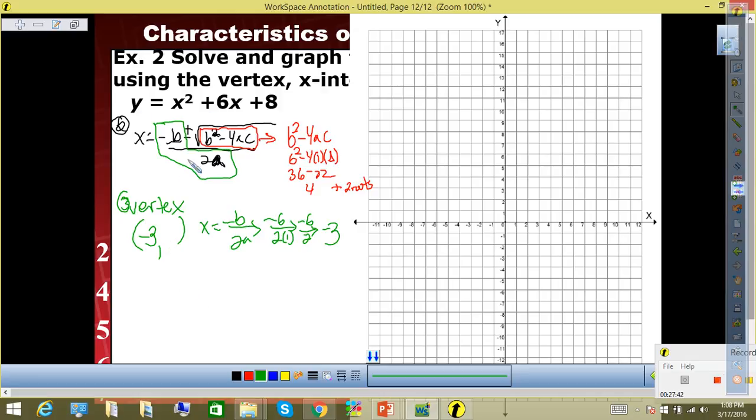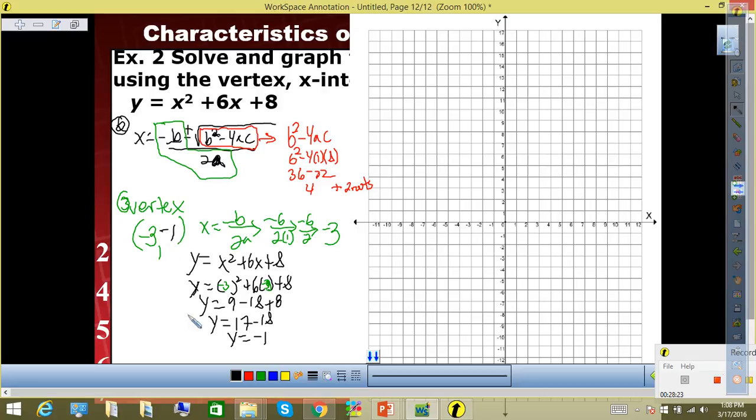Okay? From there, I need a y value. What did we say? Let's use the original equation. Y equals x squared plus 6x plus 8. And then we substitute y equals parentheses squared plus 6 times parentheses plus 8. And inside of the paren, we got negative 3, negative 3. So this becomes y equals 9 minus 18 plus 8. Combine like terms, y equals 17 minus 18. Y equals negative 1. Hence we got vertex negative 3, negative 1. That is correct. Negative 3, negative 1 is right there.